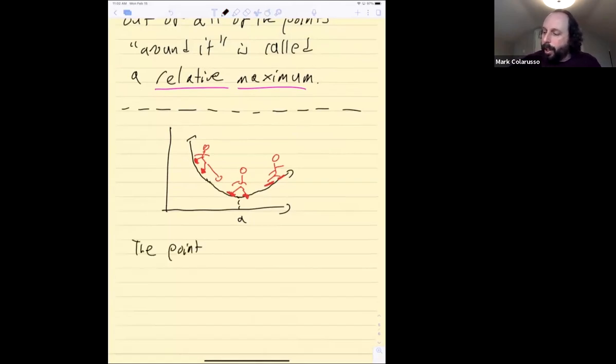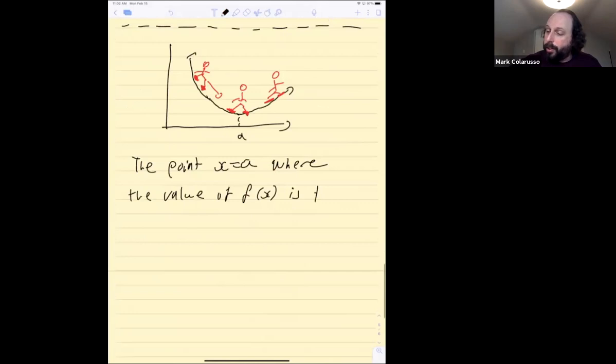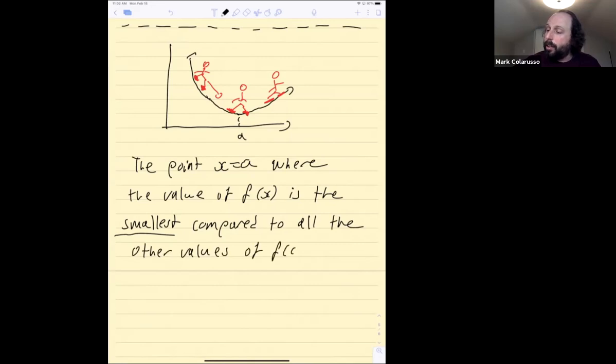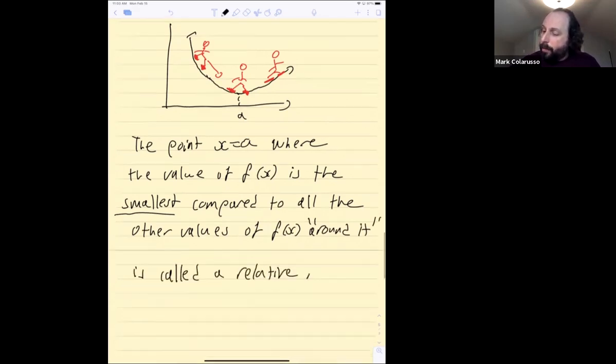The point x equals a in this picture, where the value of f(x) is the smallest compared to all the other values of f at x "around it", I'm going to put around it in quotes again, is called a relative minimum of the function f(x).